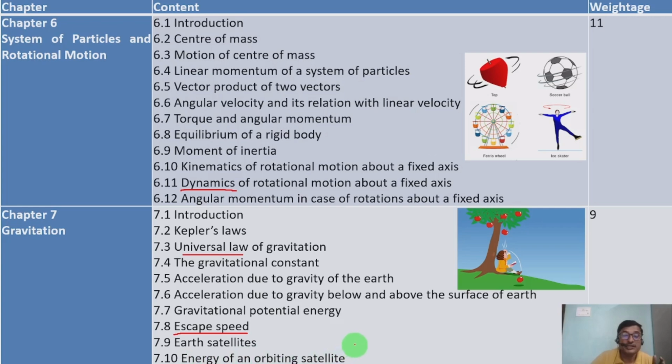7.10 Energy of an orbiting satellite. Any satellite which is orbiting the earth, and what energy that orbiting satellite has, we'll discuss here. This has a weightage of 9 marks.